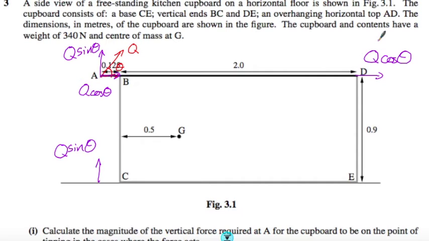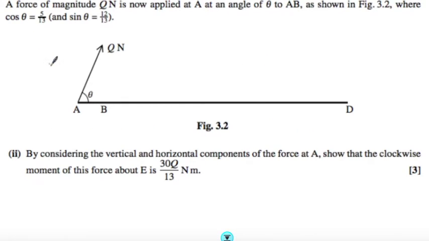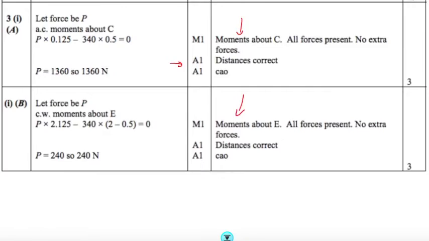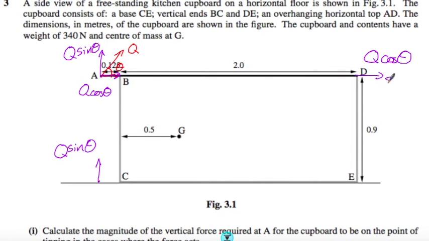Okay, and what do they actually ask us? They want to know the clockwise moment of this force about E. So hopefully we get this. We know cos theta is 5/13, and sin theta is 12/13. So I'm just subbing that in.